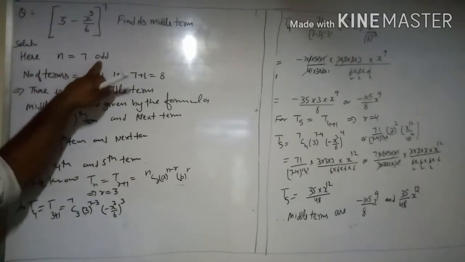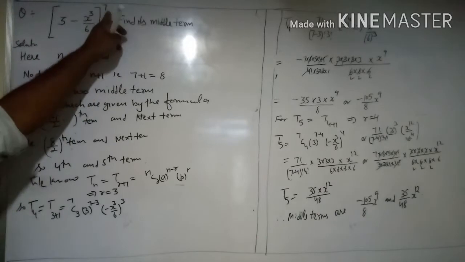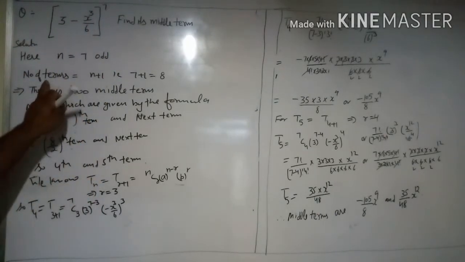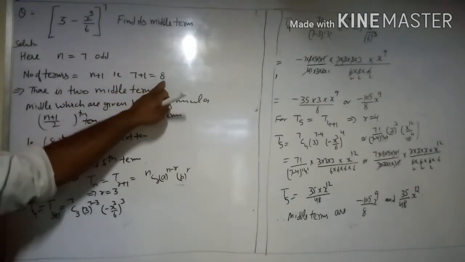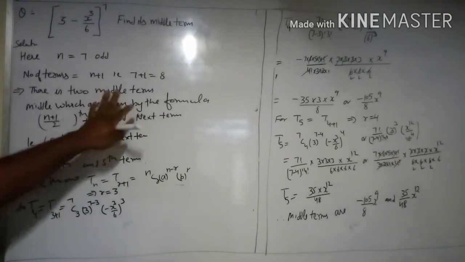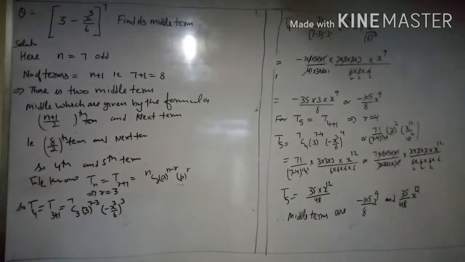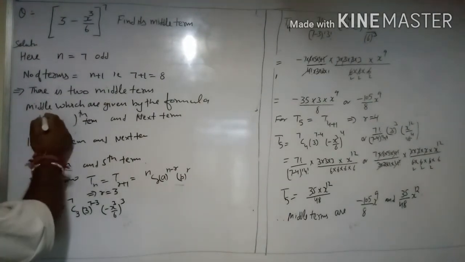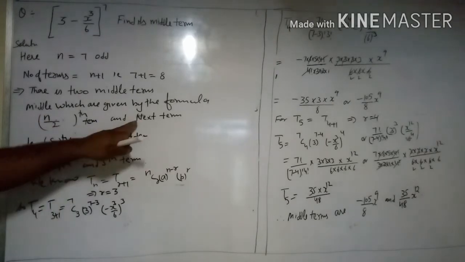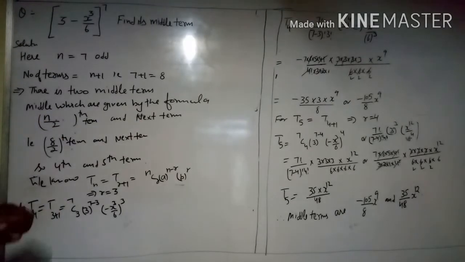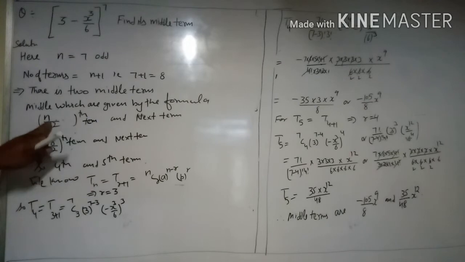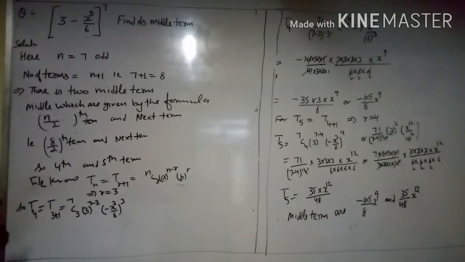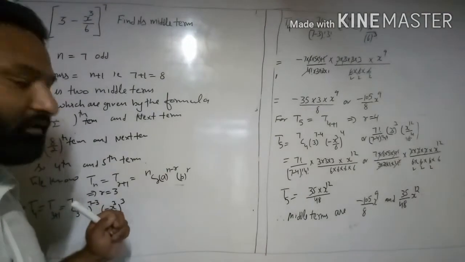If the value of n is an odd number, then we know it gives us two middle terms. So the number of terms here is 7 plus 1, that is 8. There are two middle terms, which are given by the formula: the n upon 2 term and the next term. So by the formula, it becomes the 4th term and the 5th term. So we have to find the 4th term and the 5th term.